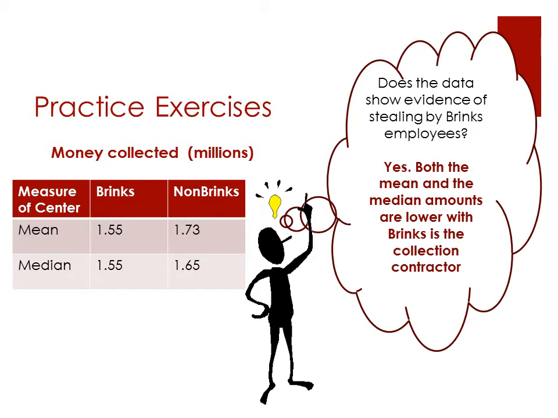It does. Both the mean and the median amounts are lower with the Brinks employees doing the collection contracting. So, although this certainly would not be enough, obviously, simply to take to court on this alone, it would be good enough evidence to suggest that launching a more in-depth investigation would be a good investment of time and money. These are the kinds of things that we use statistics for.